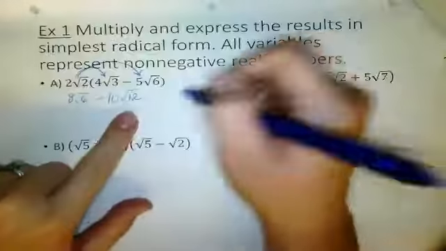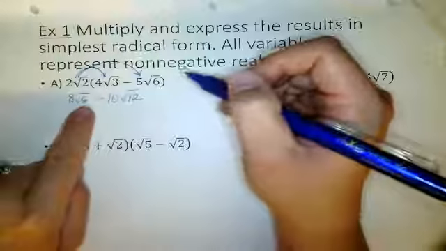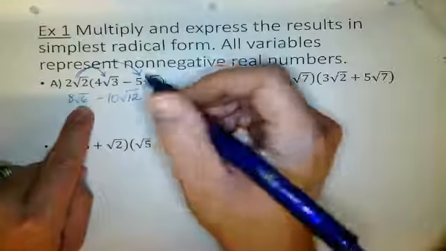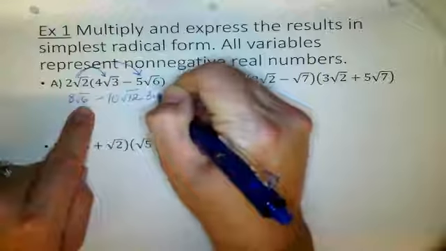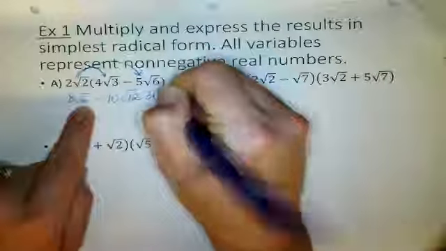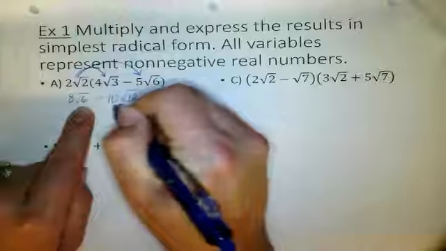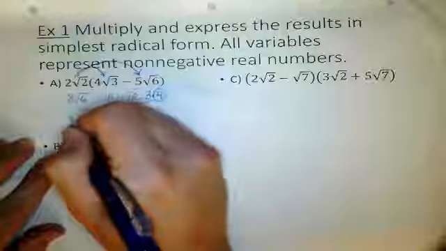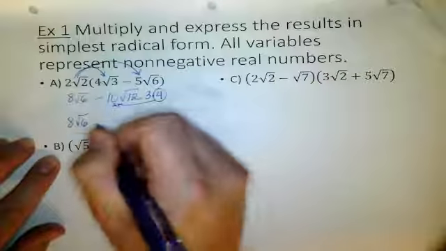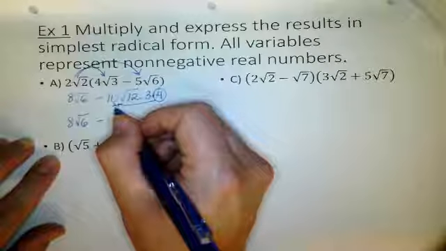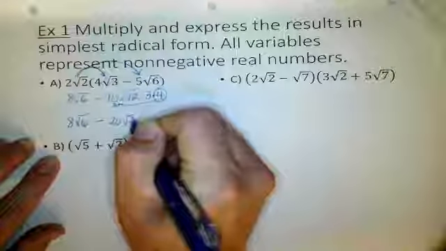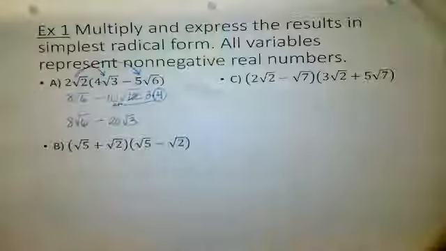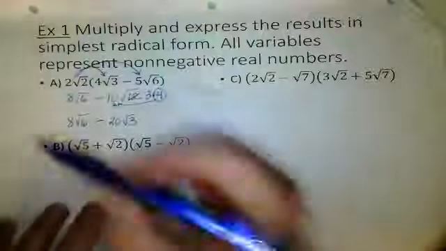So we need to make sure that we've simplified every radical. Are there any pairs in radical 6? No pairs in there. What about 12? Yes, 12 is 3 times 4. And what's the square root of 4? 2. So a 2 gets to come out and multiply with the 10. All right. 8 radical 6 minus 20 radical 3, the 3 staying underneath. That 12 became 3 times 4. That is simplest radical form.